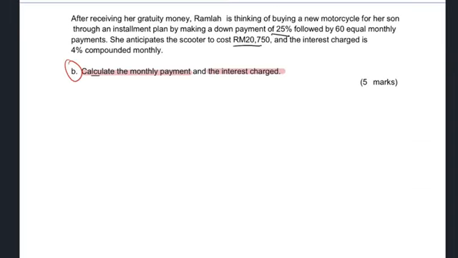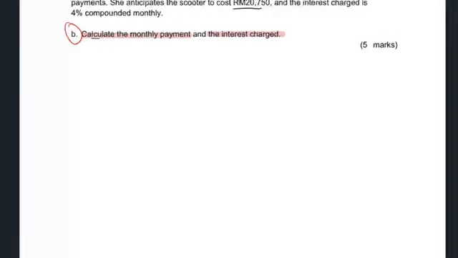So let's move to question B, which is Ramla is planning to buy a new motorcycle for her son. She starts an installment plan by making a down payment of 25% followed by 60 equal monthly payments. She anticipates the scooter to cost 20,750 ringgit and the interest charge is 4% compounded monthly. So let's calculate the monthly payment and the interest charge.